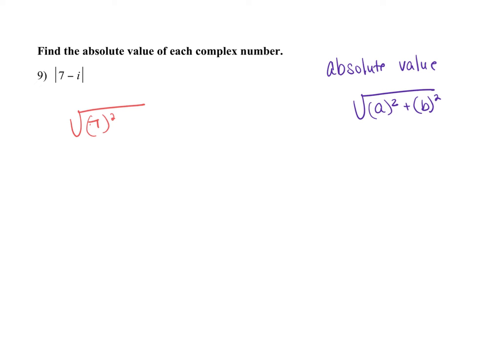I'm going to square that. Plus my imaginary part is -1, and so I'm going to square that. And so at this point, I'm just simplifying. I have 49 plus 1. That is the square root of 50.